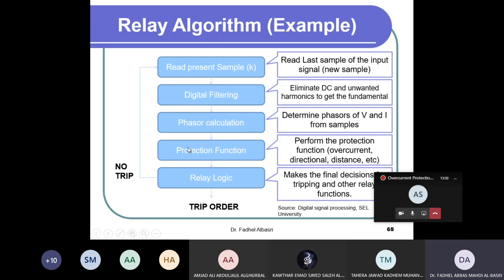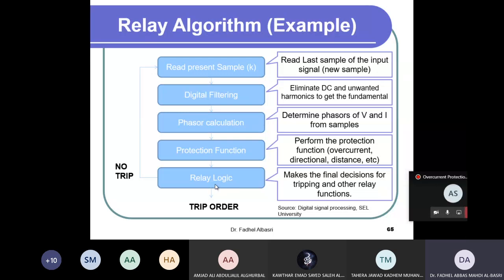This is the protection function you want to implement. Once you compare this measured voltage with a setting, you take a decision, a logic. What's the decision you want to make? Do you want to trip, or is this a normal operating condition, so you take a new sample, a new reading, and you go over this.